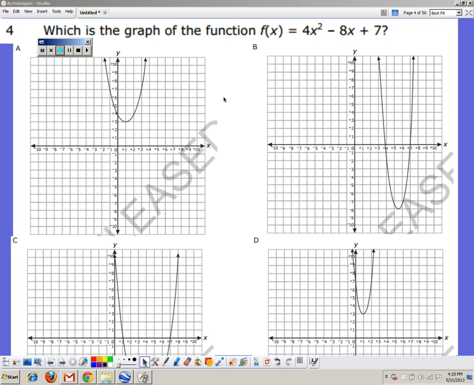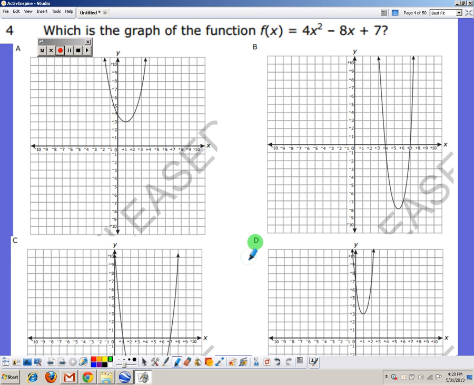Okay, number 4, we have a quadratic. Now you need to remember, a quadratic has similar properties as a linear function, okay? You have coefficients to your variables. 4 is a coefficient of x squared, negative 8 is a coefficient of x, and plus 7 is by itself. That 7 is very similar to a plus 7 found in a linear equation. It is your y-intercept. If you look at the graphs, the only one with a y-intercept of 7 is D.